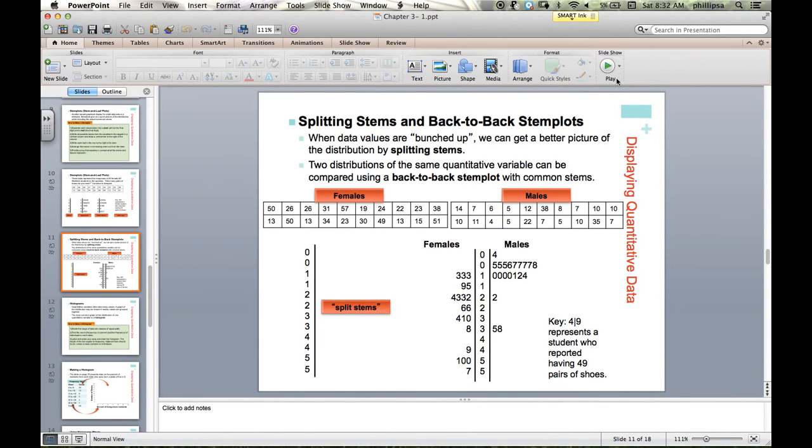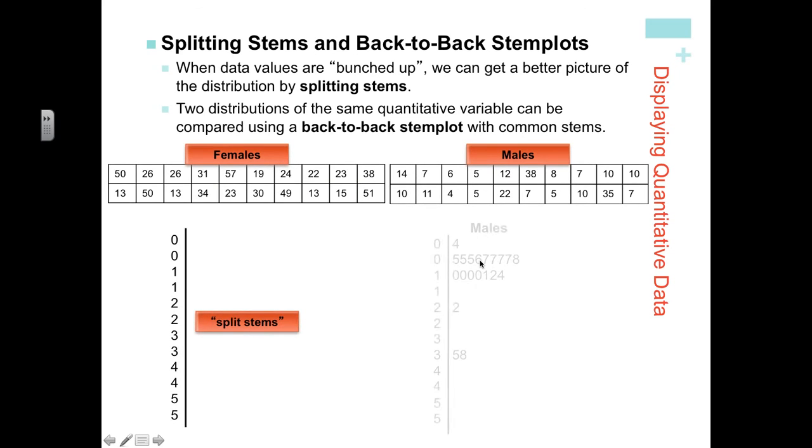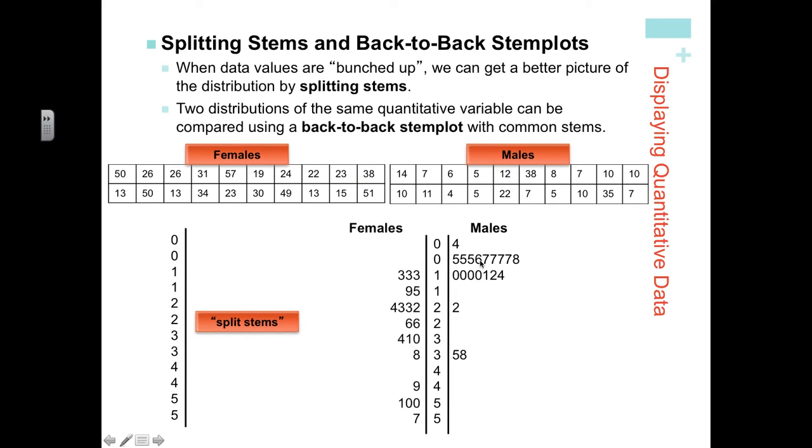Now what we can do with a back-to-back stem and leaf plot is make a comparison between the two. You were asked to write a few sentences about the distributions between the females and males number of shoes within the class. Some things I could say here would be both males and females have distributions that are skewed to the right.